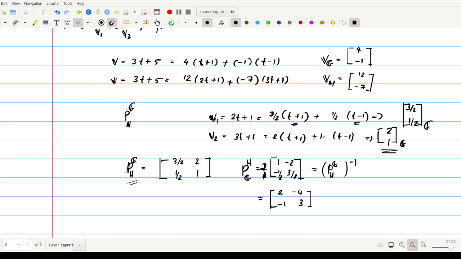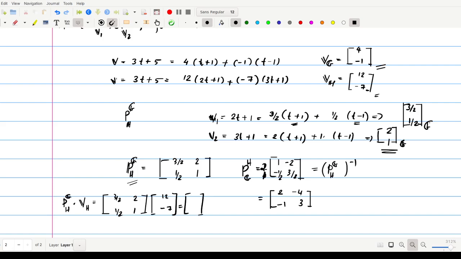Now we can verify these things. We can verify that PHG times this VH is equal to VG. What is PHG? This matrix 3 by 2, 2, 1 by 2, 1 times this VH. VH is the coordinate of V relative to H, that is 12 minus 7. When you multiply this, you get a column matrix consisting of the entries.